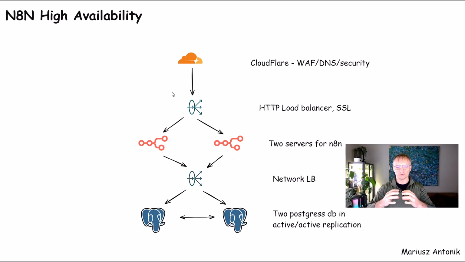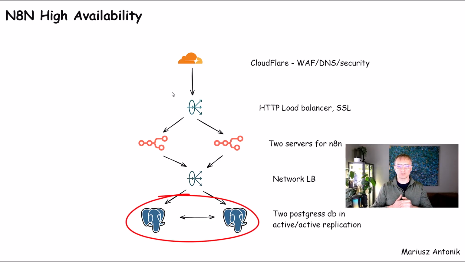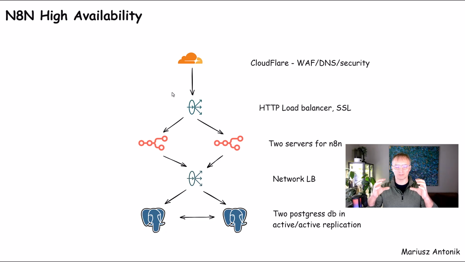Then we go to another load balancer, which creates a layer of load balancing for the database. And here N8N supports Postgres, so we have two Postgres databases. I think the initial step will be to set up two N8N servers connected to a single Postgres database. At least we can validate that N8N can work with the high availability model.